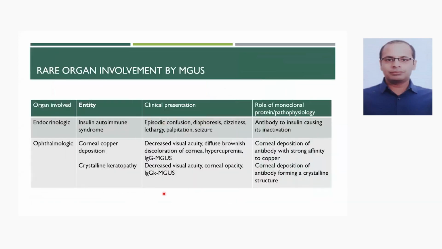Rarer ones, ophthalmologic and endocrinologic. So there can be two kinds of syndromes. Endocrine insulin autoimmune syndrome can be there, and in the eyes, corneal copper deposition or crystalline keratopathy can be seen.